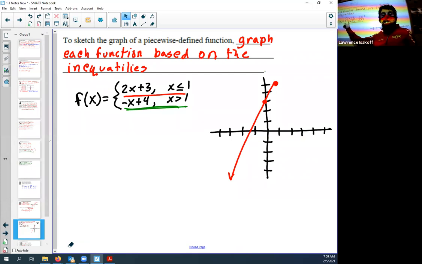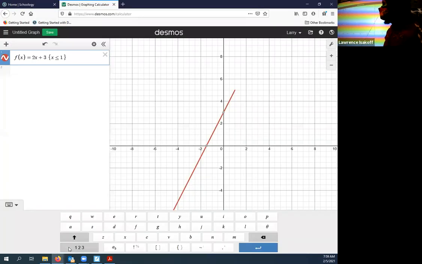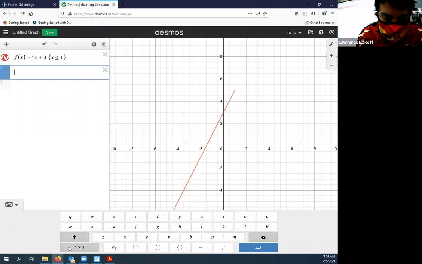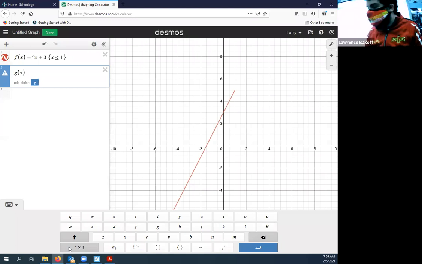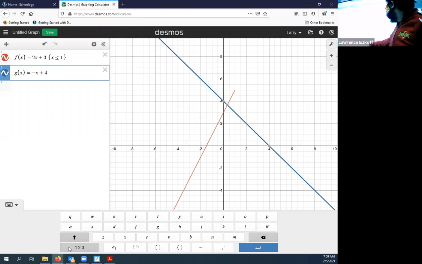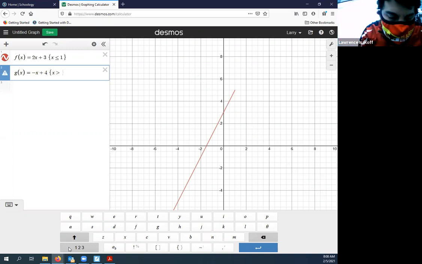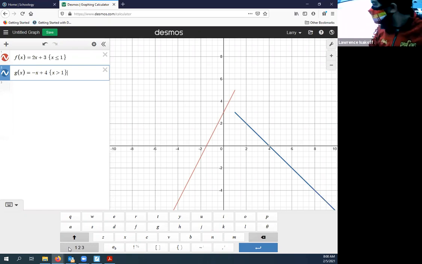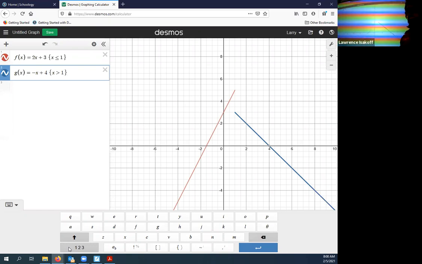Now the green one, I'm going to do that just slightly differently. We're going to start with the Desmos of that. So that I could call now g of x equals, that was negative x plus 4. So we see this, but I did not put my restriction in there. That is x is greater than 1. And now that gets cut off here.